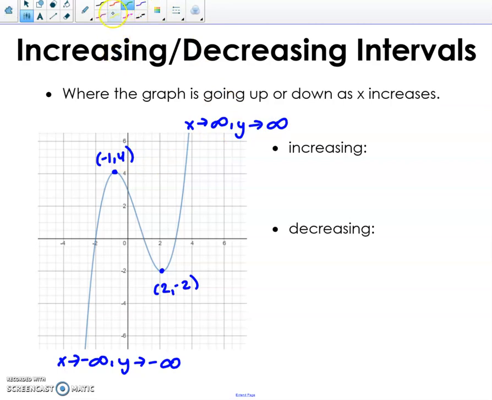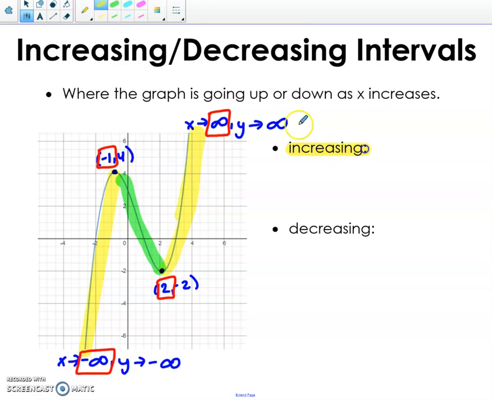Now it's very important that we focus on the x values only. So to make this easier, I'm going to put a little box around all the x's so we know those are the values we're going to look at. As we go from left to right on our graph, the first thing we're doing is increasing. Then we're decreasing. Then we're increasing. Whenever the graph goes up, it's increasing. Whenever the graph goes down, it's decreasing. So increasing is yellow, decreasing is green.